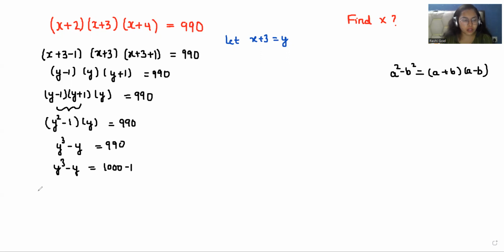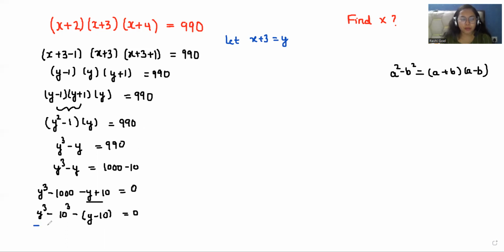Now if I take all the terms together, so y cube minus 1000 minus y plus 10 is equal to 0. Now y cube minus 1000 is the cube of 10, so 10 cube. If I take minus sign as common from both the terms, so I can write y minus 10 is equal to 0.